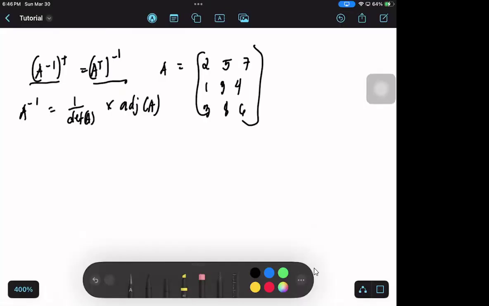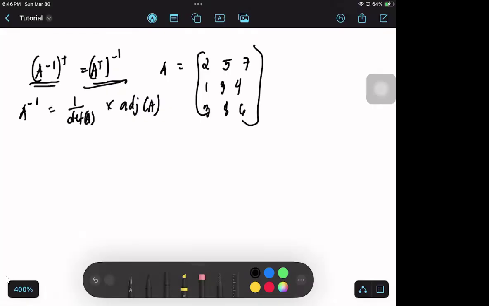Okay, hello everyone. This will be the video for the transpose of an invertible matrix using the 3 by 3 matrix, given that we do have here a matrix 2, 5, 7, 1, 3, 4, 3, 8, 6 that we will begin to calculate with. So we'll begin to prove this one right now.